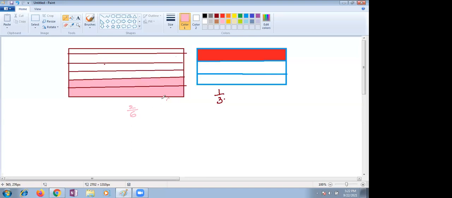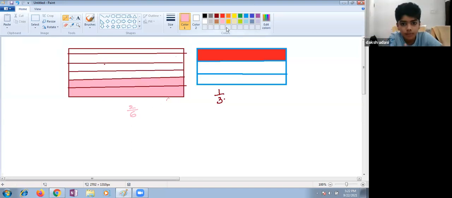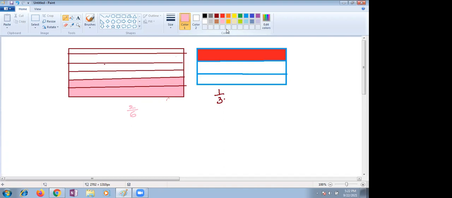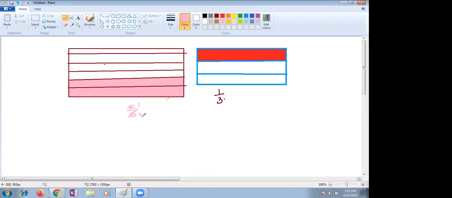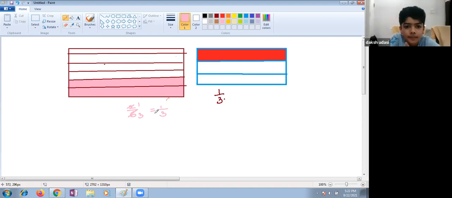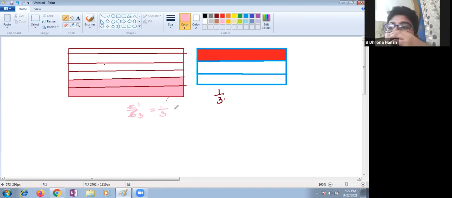Why, Daksh? Ma'am, because 2 by 6 is equivalent to 1 by 3. Very good. If you reduce that with the common factors of the 2 table, if you eliminate those, it's nothing but 1 by 3. Yes, these two are equivalent fractions. Very good.